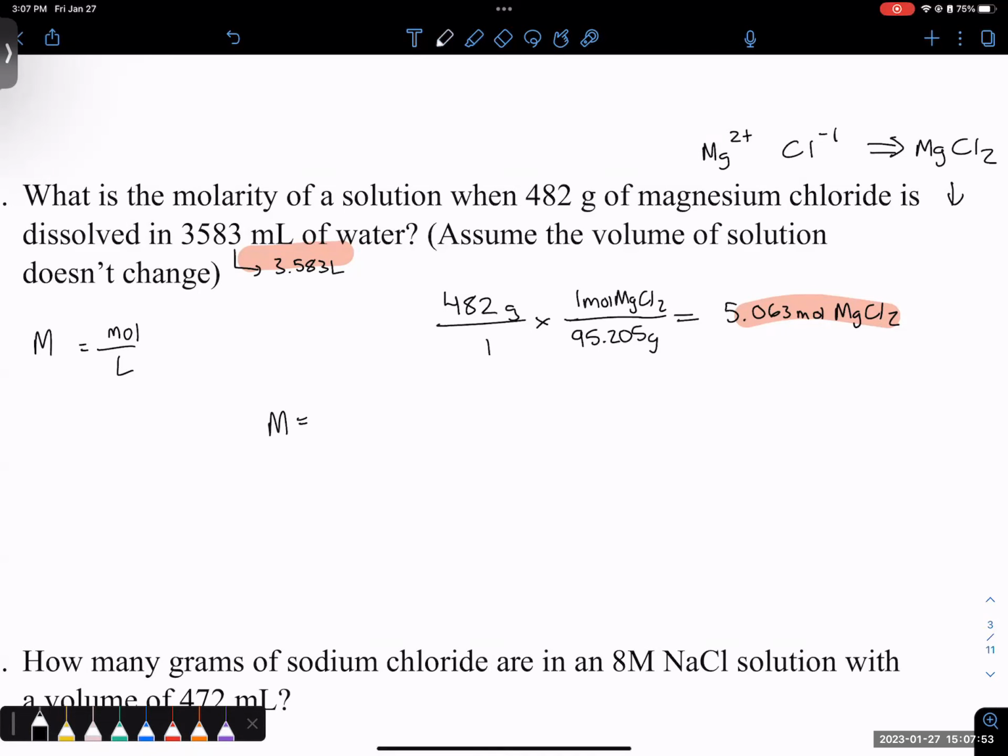Molarity equals the moles over liters, which is equal to 5.063 moles for 3.583 liters. This should give you about 1.41 molar magnesium chloride.